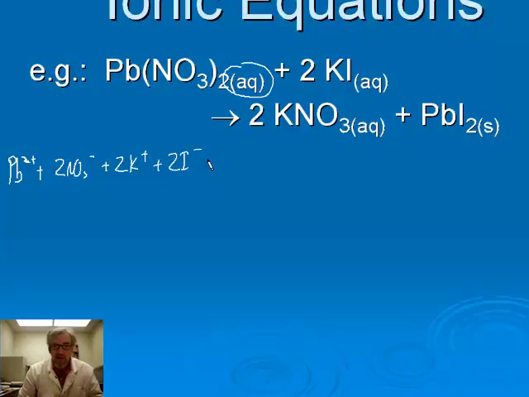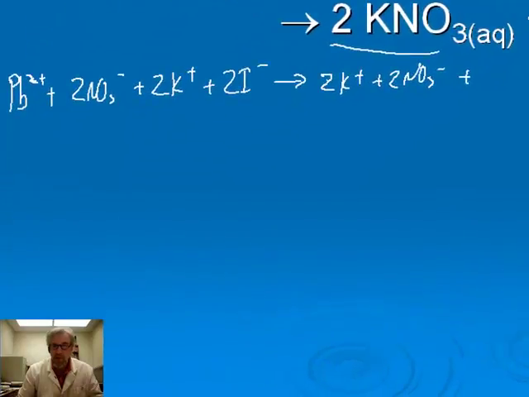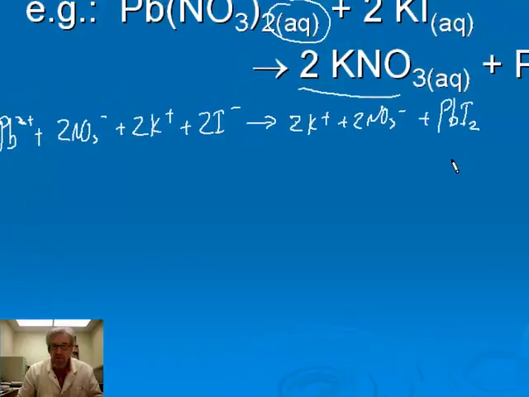Other side of the arrow, I have potassium nitrate. That's soluble, so I would split that up to 2 K pluses and 2 NO3 minuses. But PbI2 is a solid, and I can't split solids up because in solution they really don't split up. And so I'd have to leave that together as PbI2. So there's my ionic equation that goes along with this molecular equation.